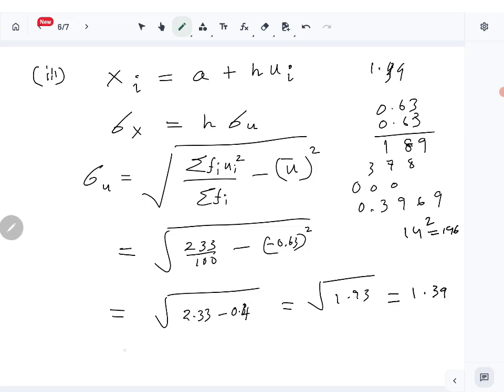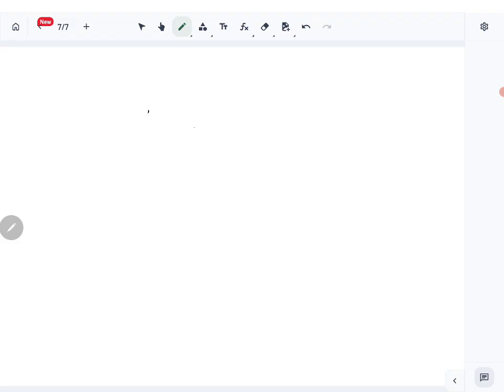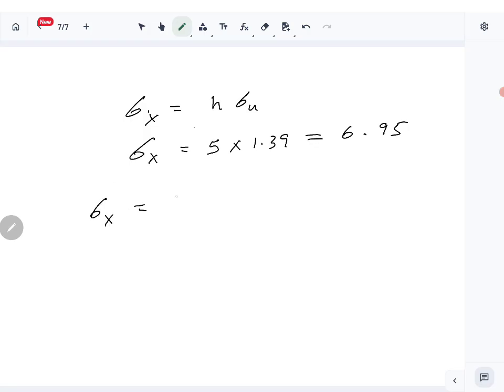So then we have sigma u. Now we can find sigma x. Sigma x is h into sigma u, which is 5 into 1.39, which is 6.95. Then multiply by 10,000. So sigma x is 69,500. Correct. So that is done.